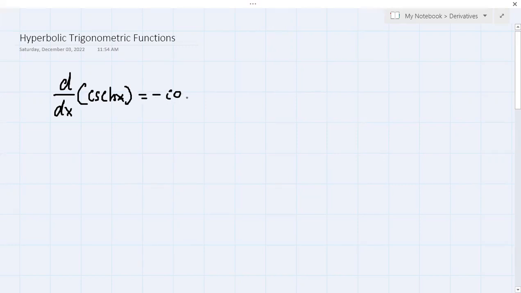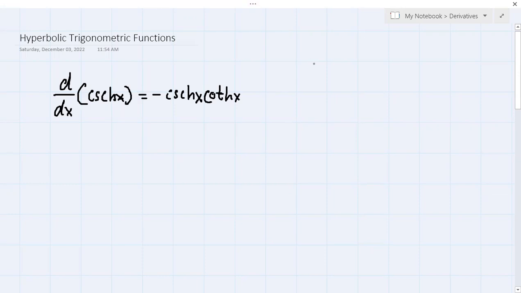So the same thing here, same format, meron din siyang negative. Ano nga lang siya, meron siyang h kasi hyperbolic. So magiging negative cosecant h times cotangent h of x. Yan yung derivative ng cosecant hx. That's it.